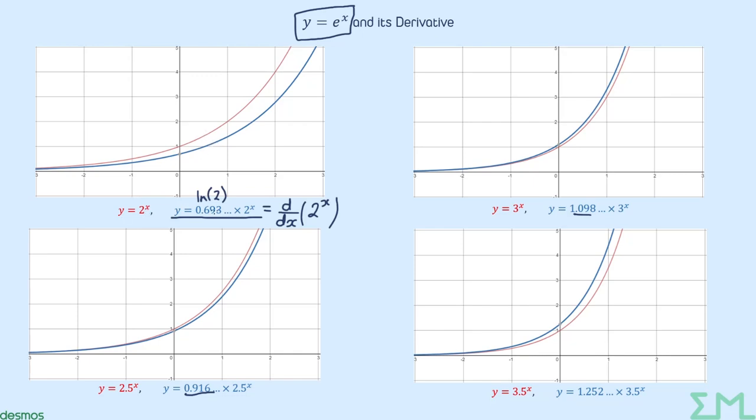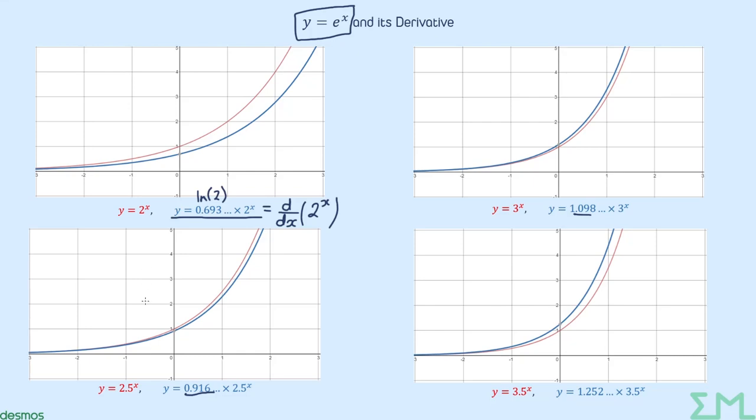So here they have the same shape, so clearly when you differentiate an exponential function you get an exponential function back, which is very exciting. It's not something that happens for many functions at all. So here the gradient function sits just below the original function.